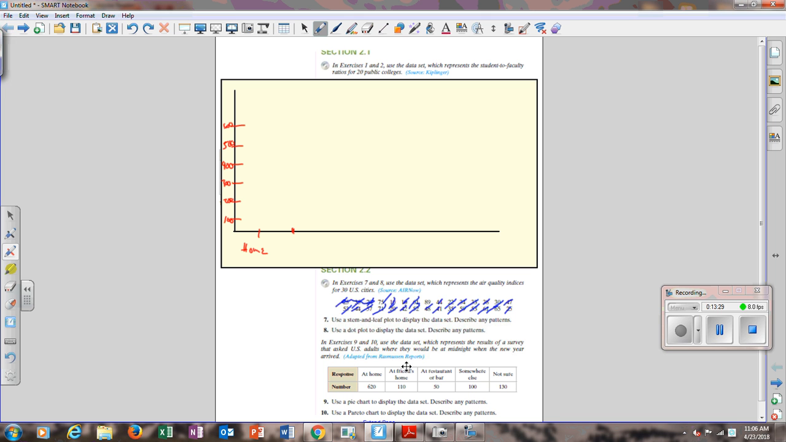So I just start by organizing them in order. First, home is your highest at 620. Then you have not sure. I'm going to abbreviate that. Then at friend's house, AFH. And somewhere else.